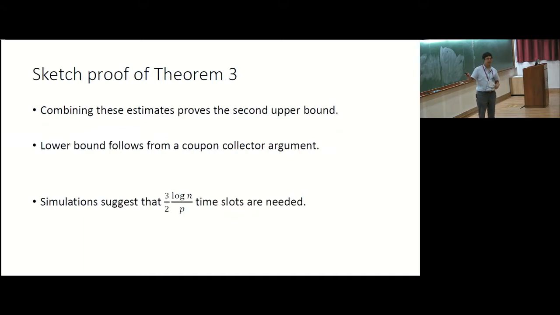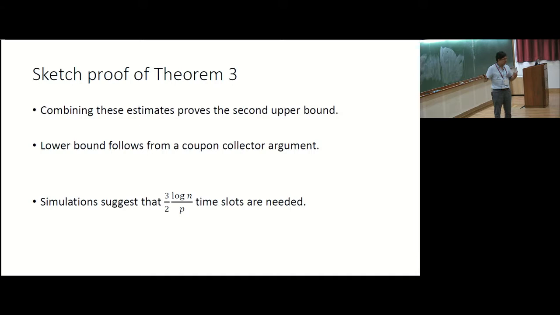Okay, so those things prove the bounds for the relaying method. The main thing to take away from this is that it scales in the number of nodes like log n, and the bounds we proved were between 1 over p times that, which might not be correct, and 2 over p times that, roughly. The simulation results suggest that it's somewhere in between. It's 3 over 2p times log n.